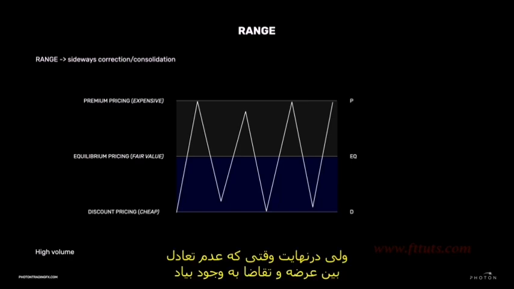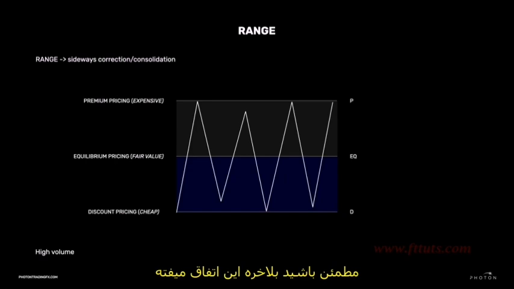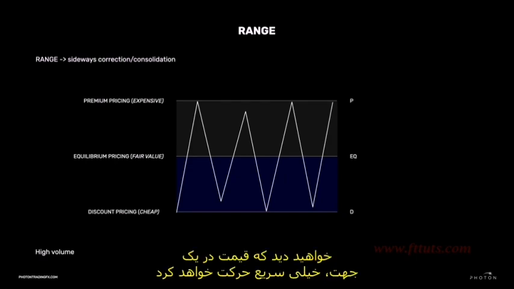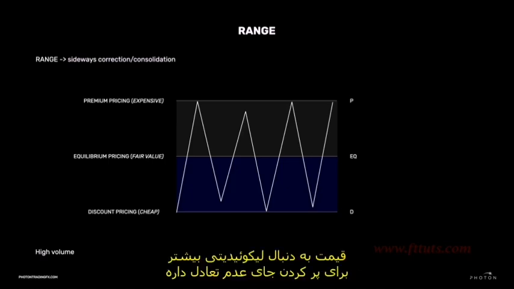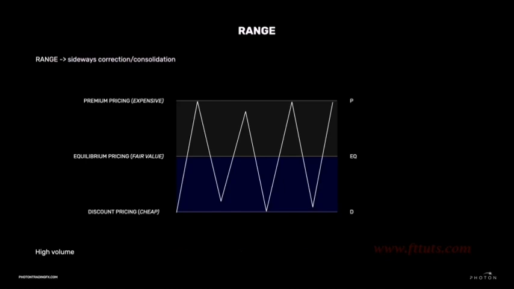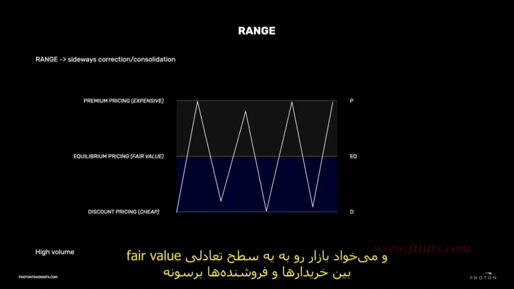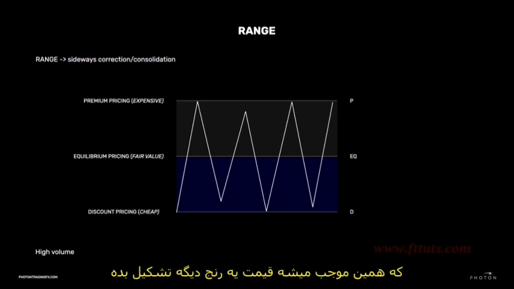But then eventually, when that imbalance between supply and demand arises, and it will eventually arise, that is when you will then see price move rapidly in one direction. Why? Because it's trying to seek more orders, right? Price needs to seek more liquidity in order to fill that imbalance and bring the market back to an equilibrium of fair value between buyers and sellers, which is where price will then form another range, right?